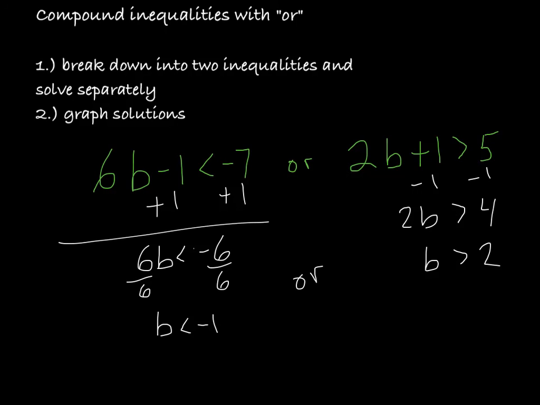Okay, so the graph of that, again, we've got a -1, let's go 0, 1, 2. The values that make this a true statement are all values of b that are less than -1, so we got our open circle going this way, or all values of b that are greater than 2.